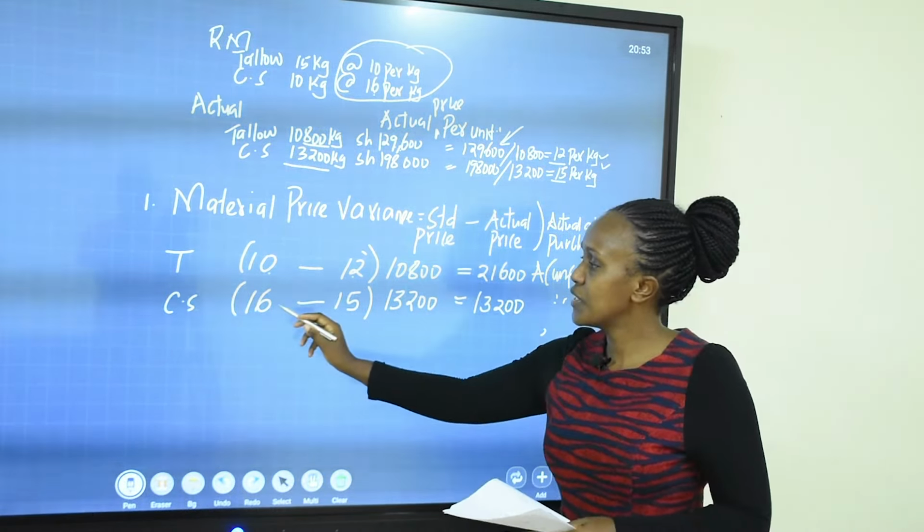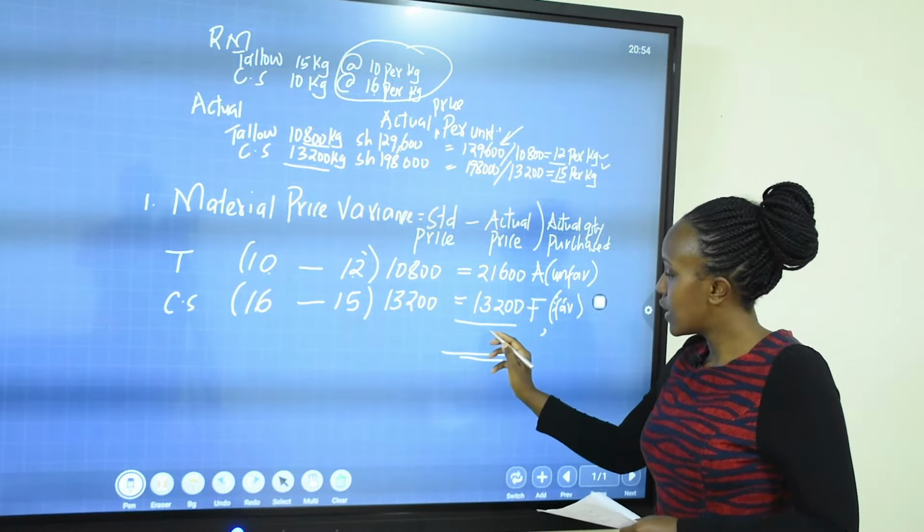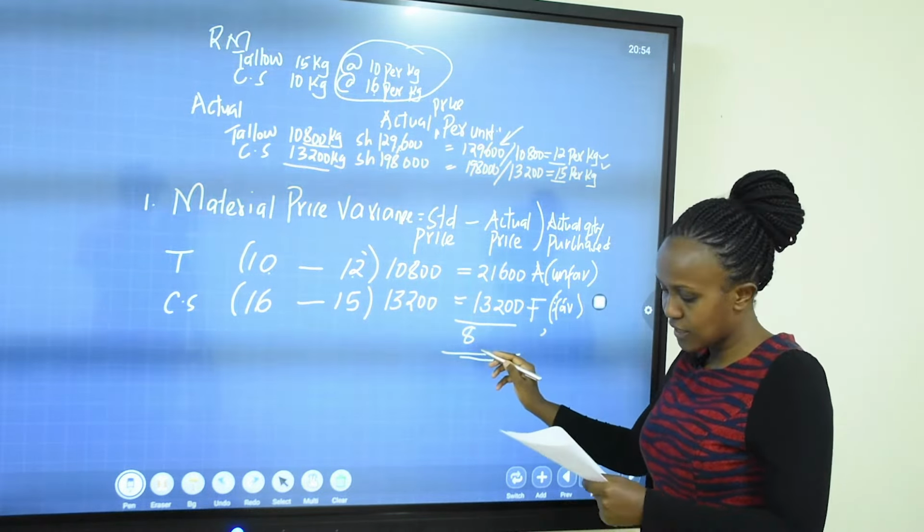Remembering that this is a negative variance, or adverse variance, or unfavorable, so it's negative and this is positive. When you add the two, the net effect is going to be 8,400 adverse or unfavorable. Some books write unfavorable, but it's the same thing. So that is what you're going to do for the material price variance.